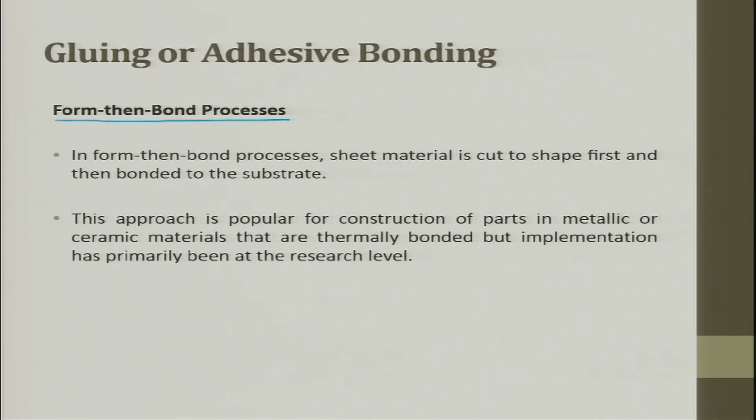In form then bond process, sheet material is cut to shape first and then bonded to the substrate. So, first gluing happens and then shaping happens. Now, here shaping happens and then gluing happens, that is the difference. This approach is popular for construction of parts in metallic or ceramic materials that are thermally bonded, but implementation has primarily been at the research level only.